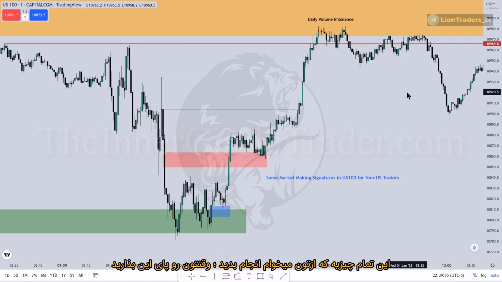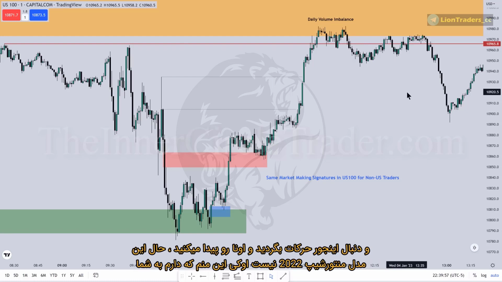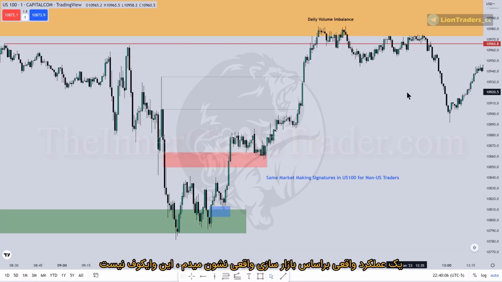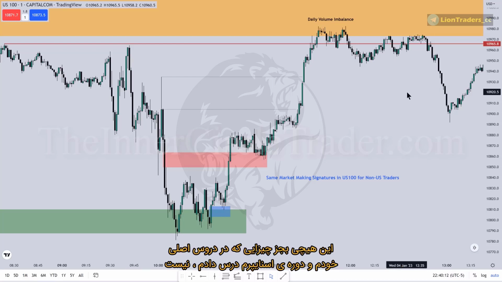Pour yourself into it and look for these types of moves and you'll find them. Now, this is not model 2022 mentorship. Okay, this is me teaching you an actual execution based on real market making. It's not Wyckoff. It's not anything except for what I taught in my core content lessons and my sniper series.